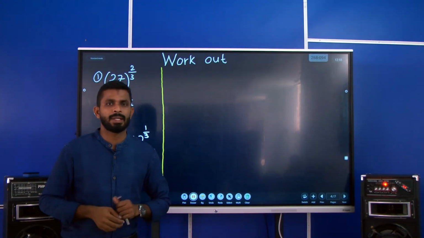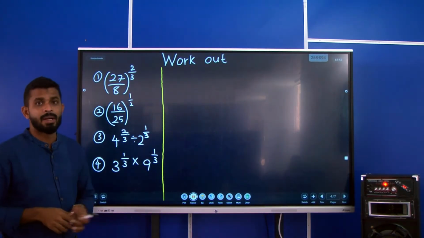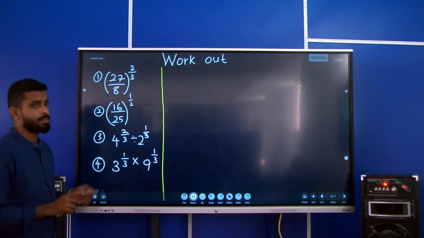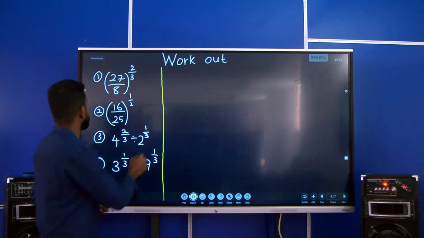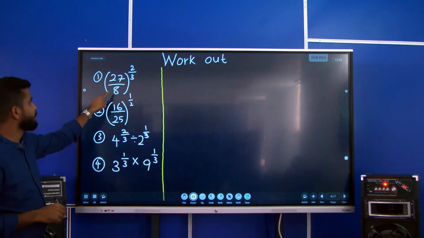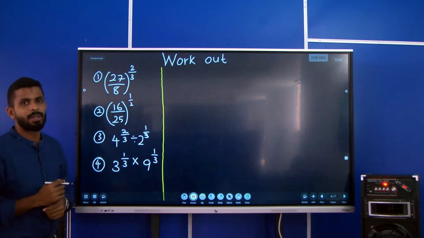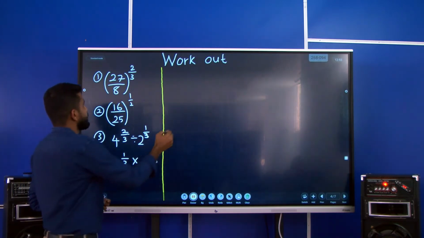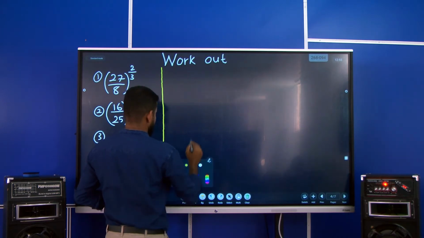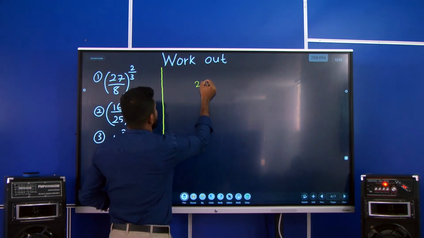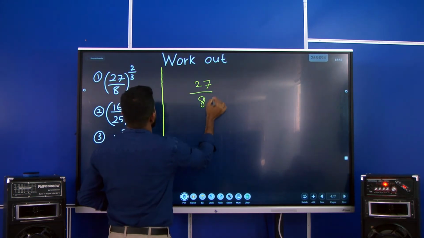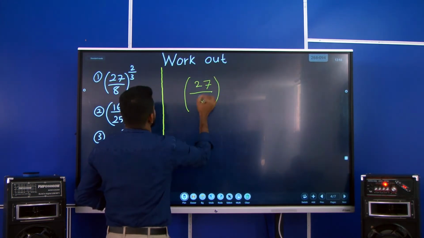Now I think this is the time for us to apply what we have learned so far. I'm going to do some workouts for you. You can check it carefully. The first one: 27 divided by 8 to the power 2/3. So check here, I'm going to write 27 divided by 8 to the power 2/3.